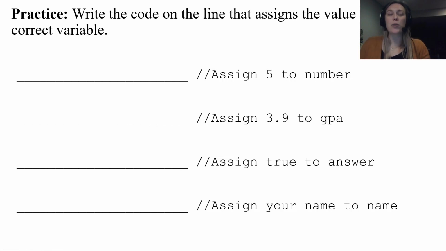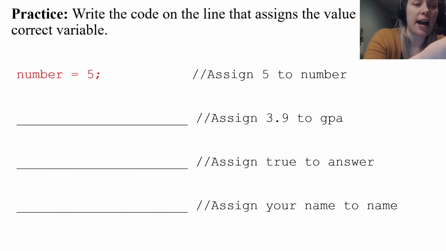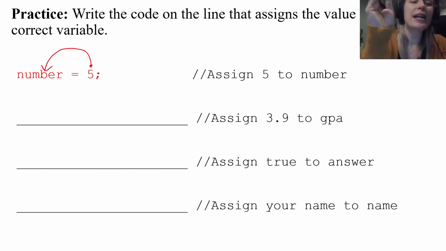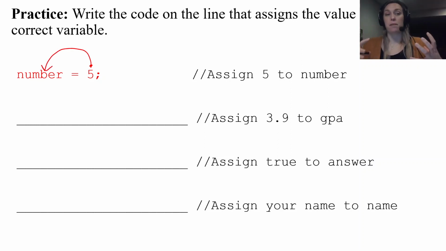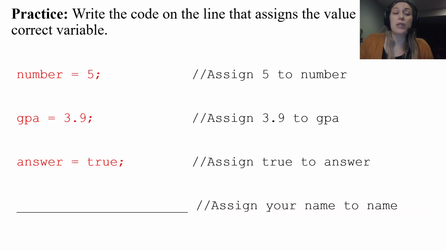Write the code on the line that assigns the value to the correct variable. So assign 5 to number. We just saw that in the program. Your variable has to go on the left, equals 5. So visually you can think of this 5 as going to get stored in the container number. If I wanted to assign 3.9 to GPA, the assignment looks the same. GPA equals 3.9.